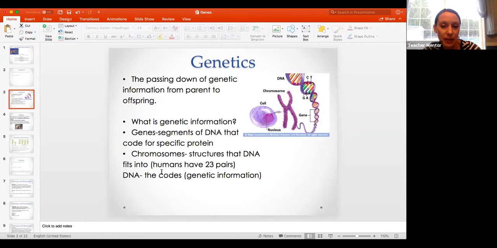Okay, so that means we have 46 total. And the reason why we have pairs is because, of course, we come from a parent. So we get one from the male parent and one from the female parent. Okay, DNA is the codes. Now the codes are like the genetic information that gives you the coding for, say, brown eyes or dark hair, okay? So as we think about where this genetic information is in our bodies? It's not in one particular place.